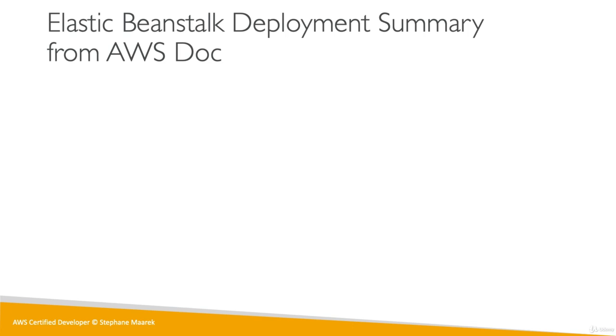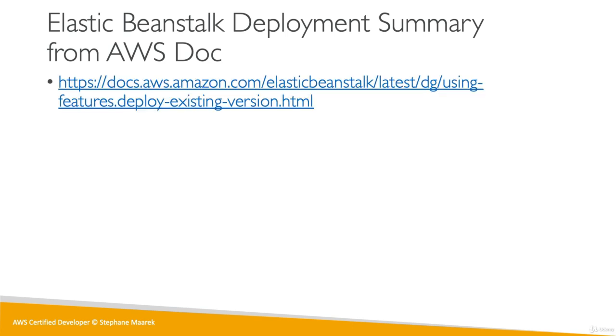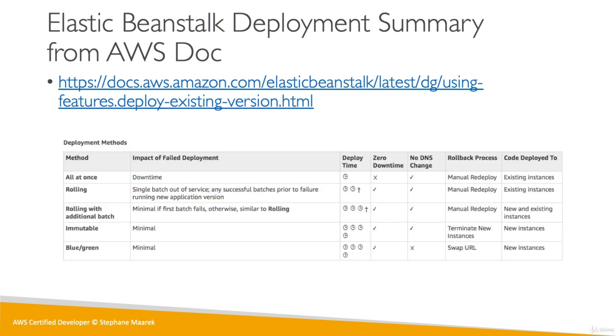Now, from the AWS documentation, sometimes it's really good and we get a little summary. So this is the link if you look into it. It's really, really good. I actually like that page. You should read it. And so there's this table, which is quite nice, which kind of summarizes all the deployment options. And so you have all at once, rolling, rolling with additional batch, immutable. So all these we've been doing in depth, and blue-green as well.